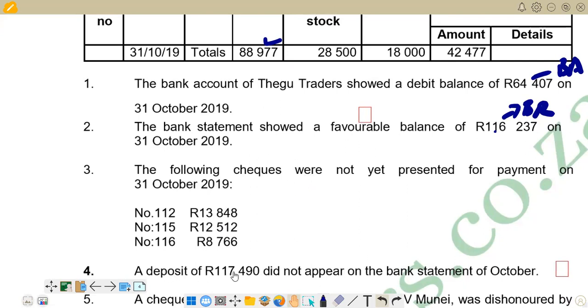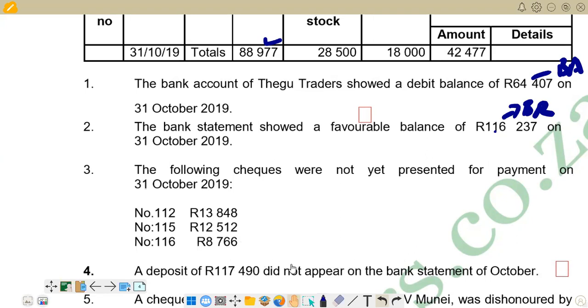Then on item 4, a deposit of 170,490 did not appear in the bank statement of October. So what are we going to do with this one? Let's see. It means this deposit was already issued as a deposit. Whenever it is issued as a deposit, it will already be recorded in our journals. So it's there in the cash receipts journal, but it's not yet recorded on the bank statement. So it means we are going to adjust it in the bank reconciliation statement.